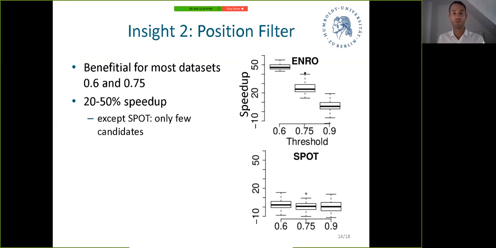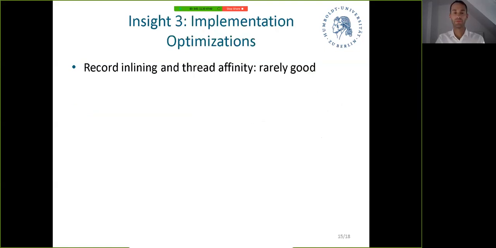Again, Spotify is an exception because it has only very few candidates, so the position filter is generally not good for this data set. How about our implementation optimizations? Record inlining and thread affinity are rarely good. So we can conclude that it's better to use the straightforward way to implement it and to leave, for example, the thread placement to the operating system.